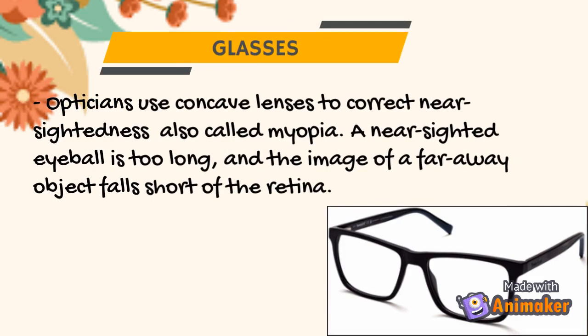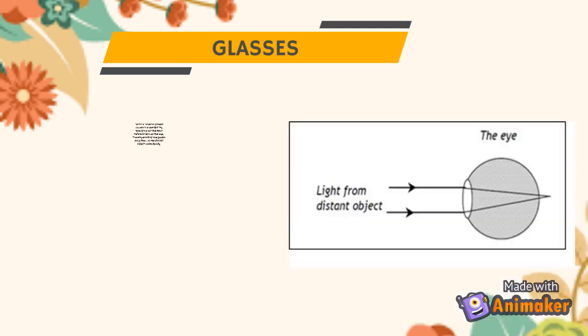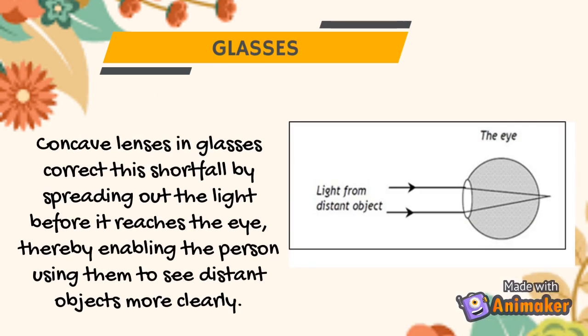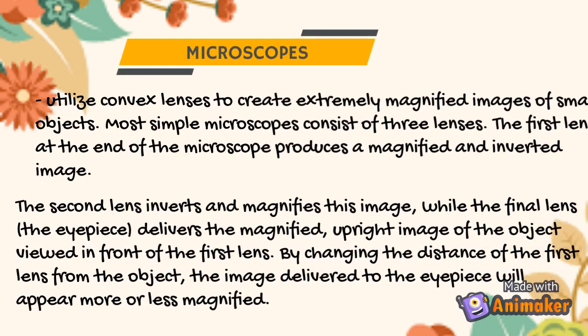Then we have glasses. Opticians use concave lenses to correct nearsightedness, also called myopia. A nearsighted eyeball is too long and the image of a faraway object falls short of the retina. Concave lenses in glasses correct this shortfall by spreading out the light before it reaches the eye, thereby enabling the person using them to see distant objects more clearly.